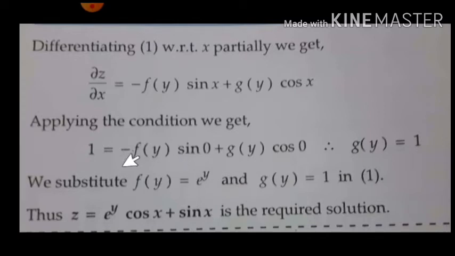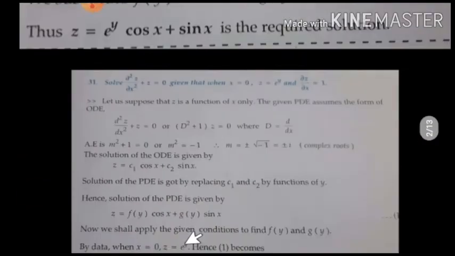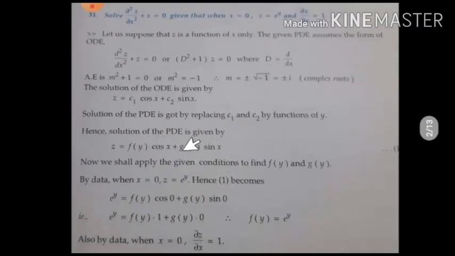Hence, we substitute f of y as e to the power of y and g of y as 1 in equation 1, in this solution. So, that is a solution of the given homogeneous partial differential equation for these conditions.